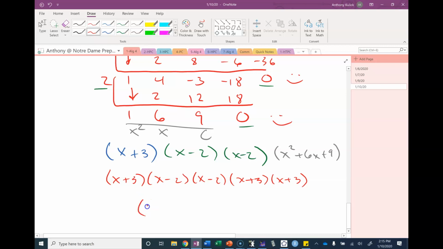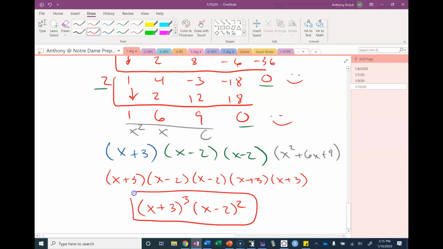And really, the way we would probably write our factored form for this is we kind of write it this way. Instead of writing 3 x plus 3s, we'll just write x plus 3 cubed. And instead of writing 2 x minus 2s, we just write x minus 2 squared. So here's our factored form.